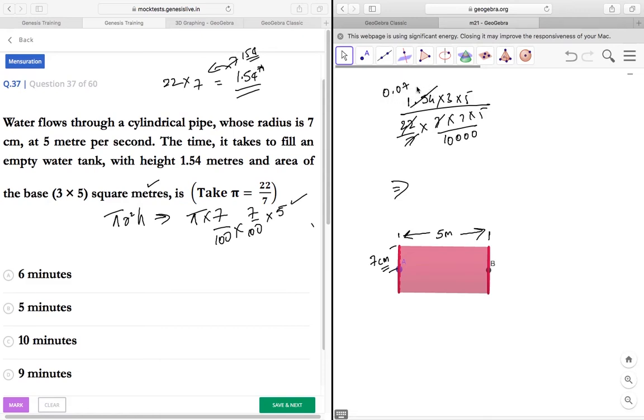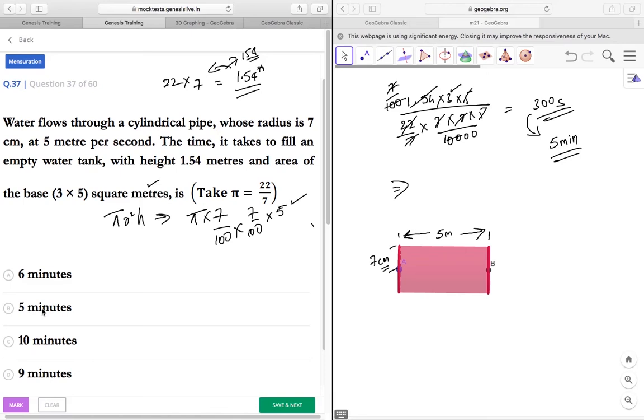0.07 or 7 by 100. I'll write it as 7 by 100. Then you have 5 and 5 gets cancelled. You have 7 7, you can cancel it there. You are left out with 3 and 2 zeros gets cancelled. These zeros, that is nothing but 3 into 100, 300 seconds. 300 seconds, convert that in terms of minutes, you get 300 divided by 60, which is nothing but 5 minutes. Your answer is option B, 5 minutes.